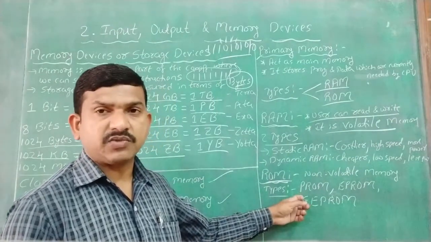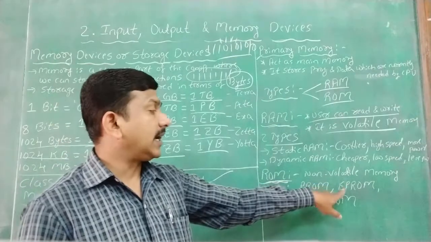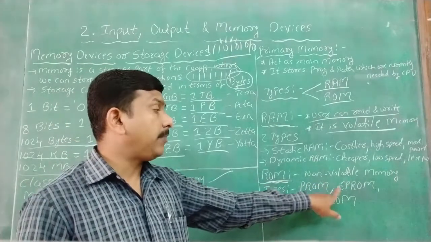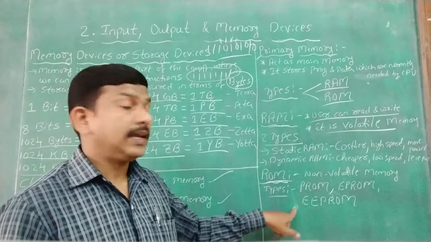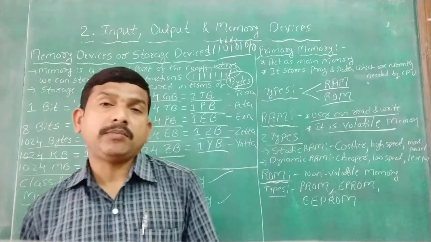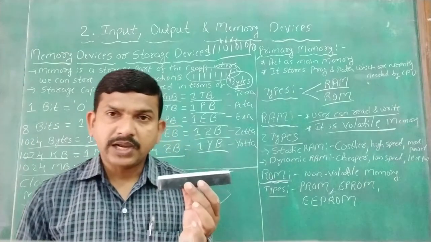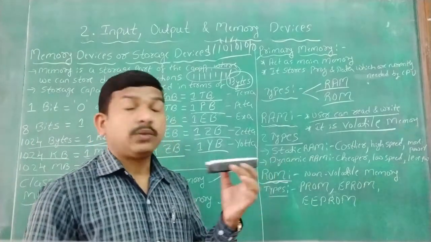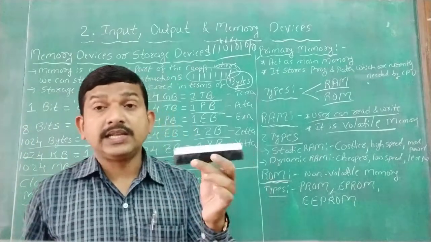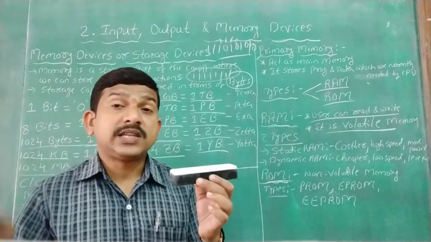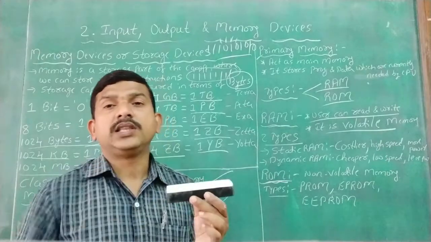The first one is PROM, that is programmable read-only memory. The second one is EPROM, erasable programmable read-only memory. The third one is electrically erasable programmable read-only memory. So these are different types of ROM. So ROM is a memory device. It is non-volatile memory, which means if the power goes off, the contents will not be deleted. That's why system-related settings or software are stored in this ROM.